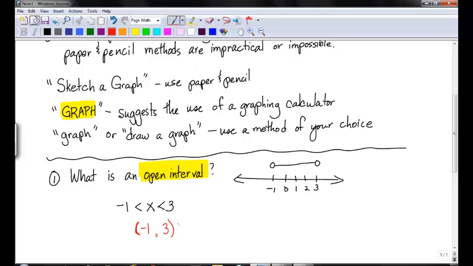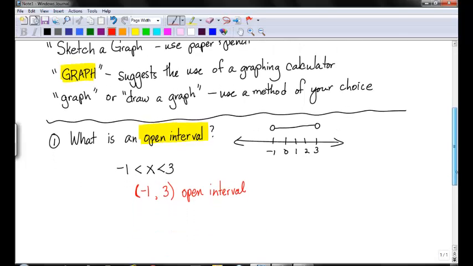-1 to 3. That parentheses tells you it's open. Okay, so this is how this author is going to write an open interval. In some ways it's kind of confusing because what else does this look like? Looks like an ordered pair. It's like, oh, is he talking order? But that is an open interval.